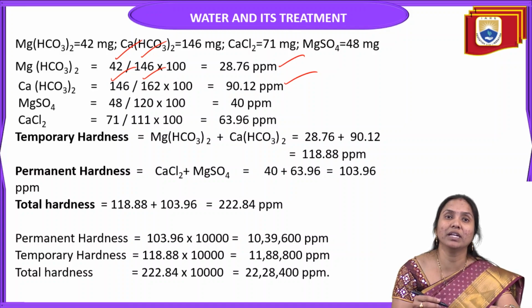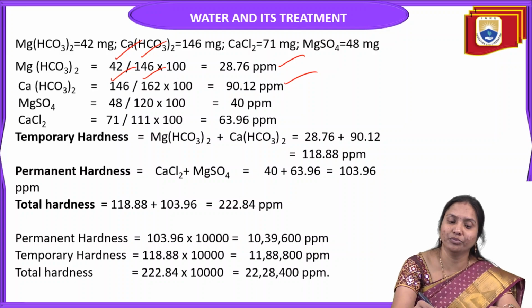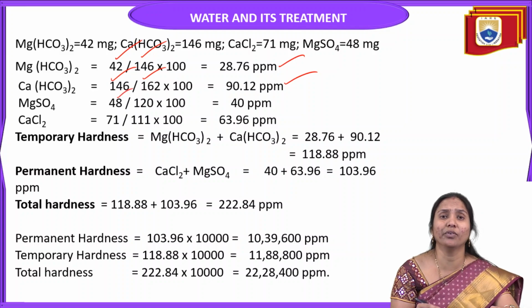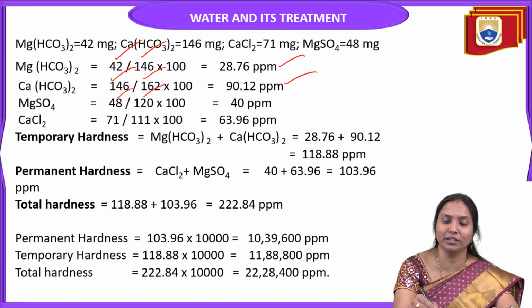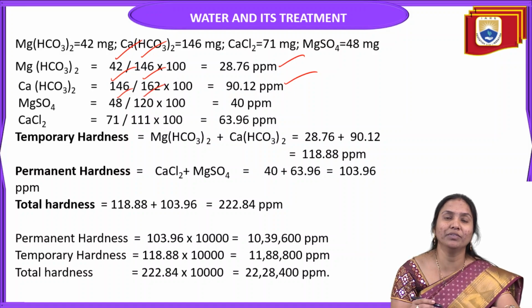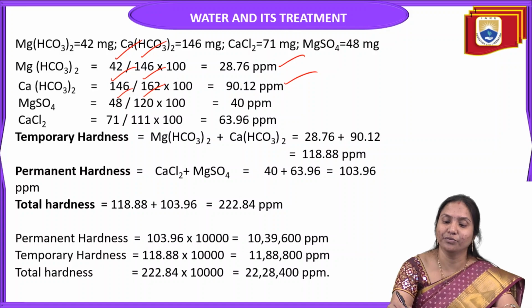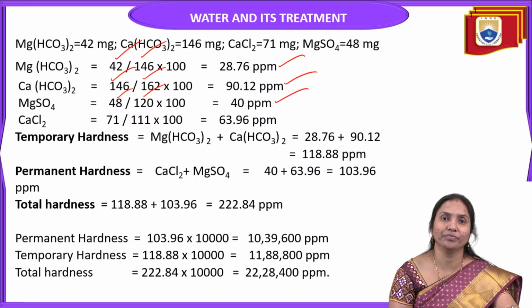Next we can convert magnesium sulfate. What is the weight of magnesium sulfate given in that problem? 48. So 48 by the molecular weight of magnesium sulfate, which is 120. So 48 by 120 into 100 is equal to 40 ppm.